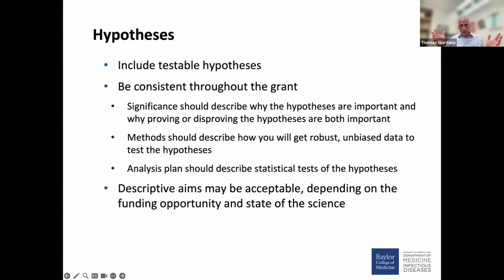I can't tell you how many times you read a grant and what they write in the aims page and what they actually write in the methods are disjointed. They're not consistent. It's really important to make sure they're consistent. I know, again, that's beyond the aims page, but a perfect aims page has to be completely in line with what's said in the rest of the grant. Descriptive aims could be acceptable depending on the funding opportunity, the state of the science, and the scope of the project, but all aims should not be descriptive in general.